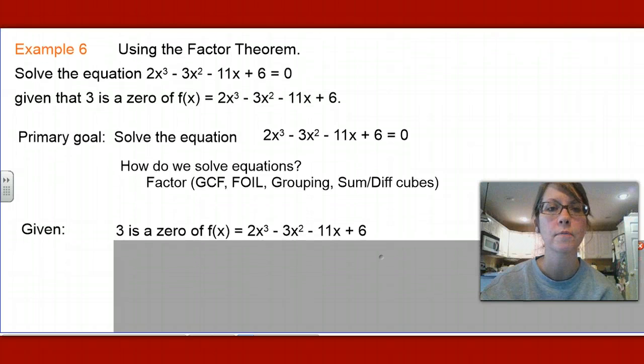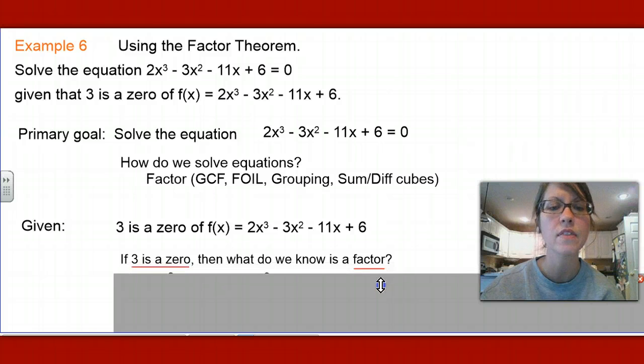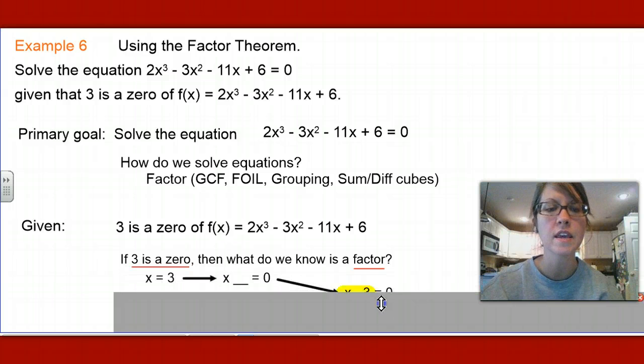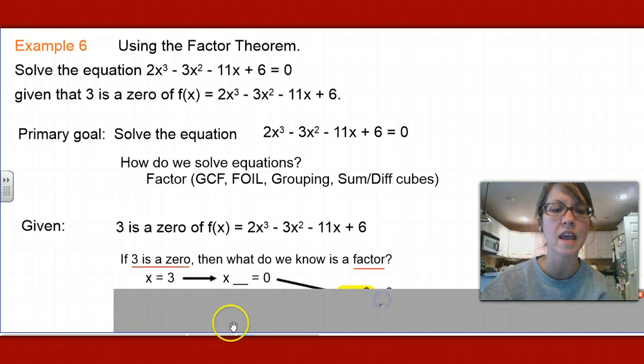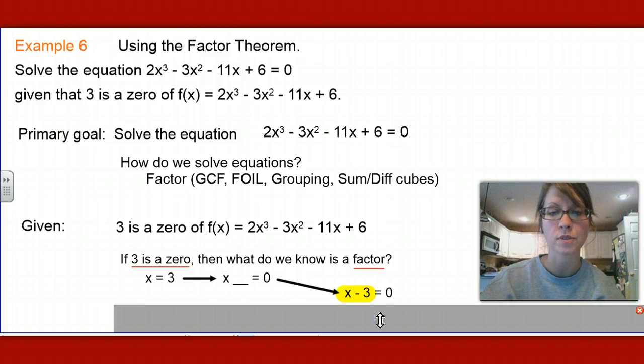Okay? All right. Now, remember that if 3 is a 0, then we know the factor that produced 3. Okay, so this is kind of, we're going backwards to get a factored form. If 3 is a 0, then we can say x equals 3, because a 0 is an x value. And remember, a factor, we get the x equals 3 from saying x plus or minus something equals 0. And if you move the 3, it's going to be x minus 3 equals 0.